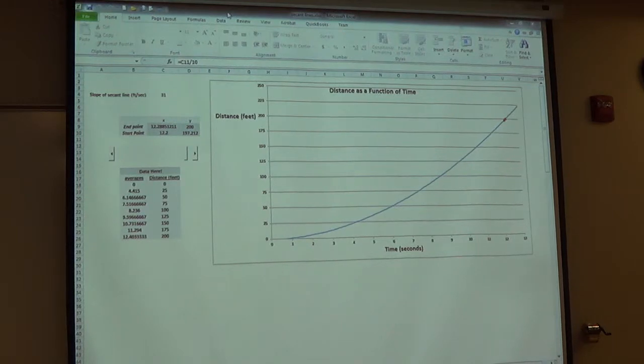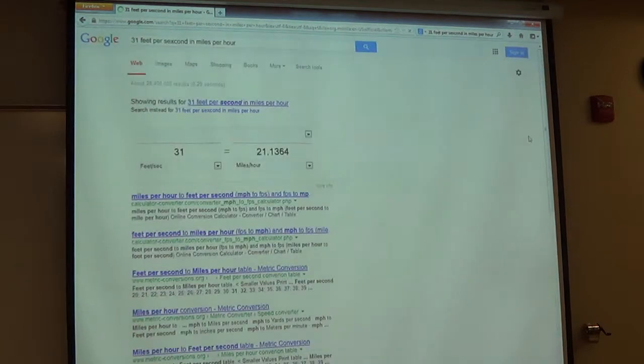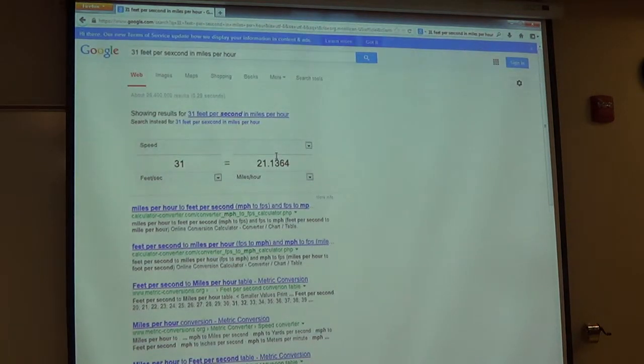Let's figure it out. Now you can do it conversion-wise like you did on your projects. But we taught you guys how to use Google for this. 31 feet per second in miles per hour. About 21 miles an hour. That would, like, I did not expect Google to be that savvy for this project.